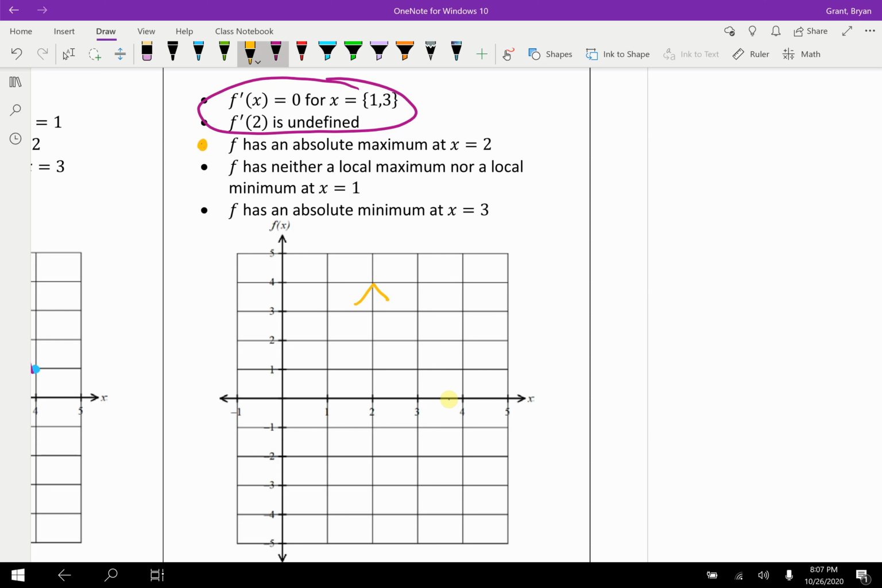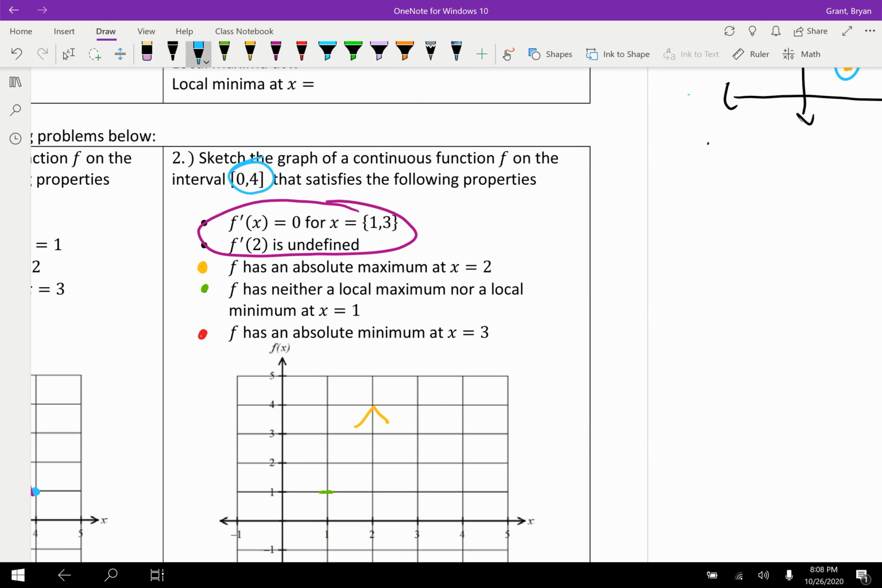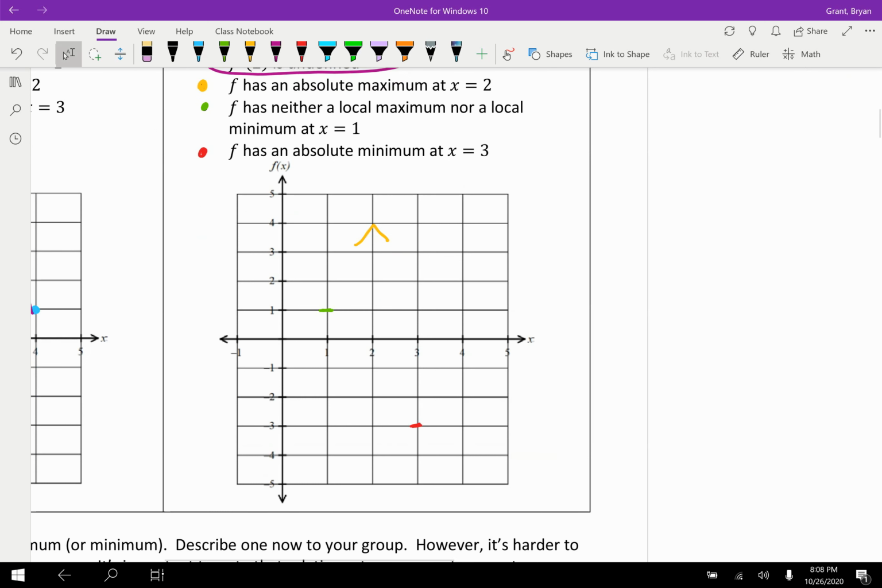Neither a max nor min at 1, but 1 has a slope of 0, so I'll throw something like this. And then an absolute min at 3, so we'll do something down here, also a slope of 0. And then I think that probably just about covers it. They did also tell us that we're going from 0 to 4 again on this closed interval. We'll pick the same endpoint this time, why not?